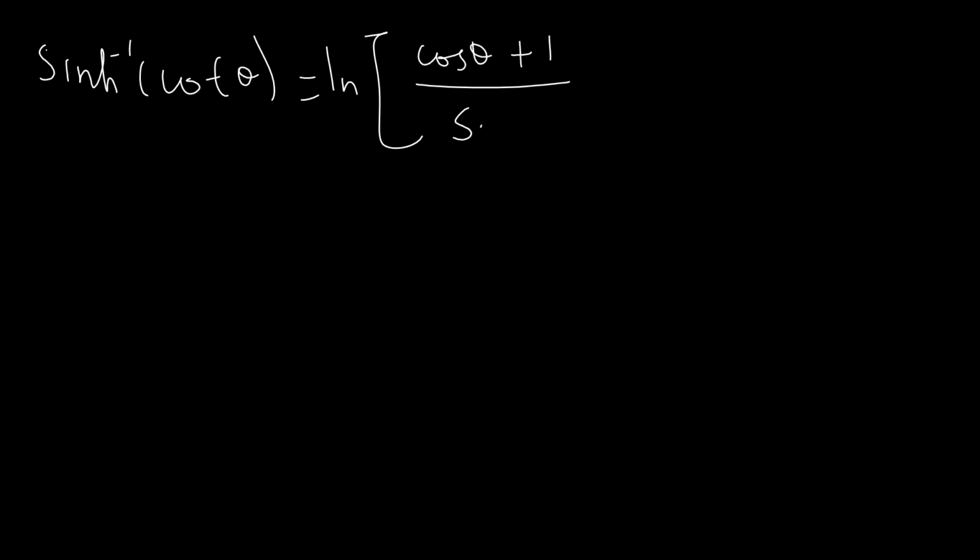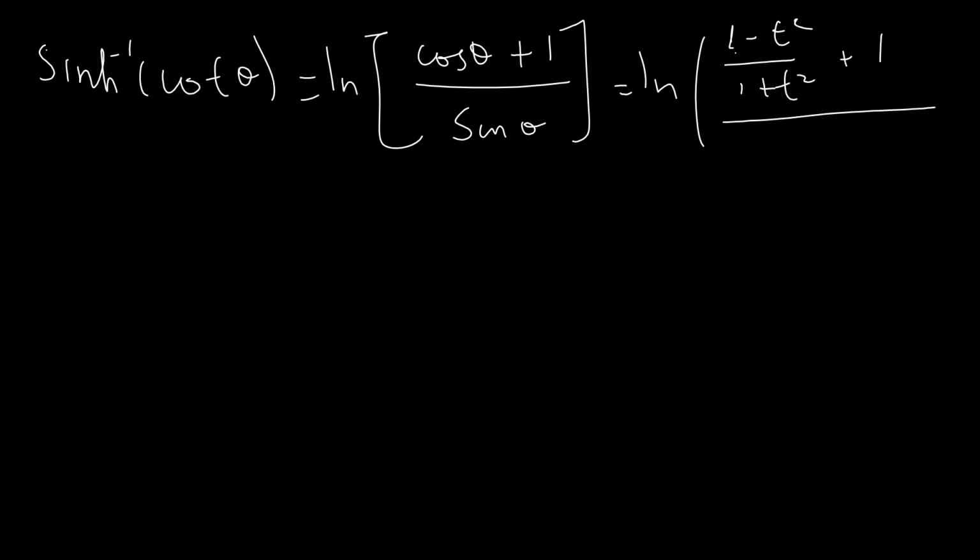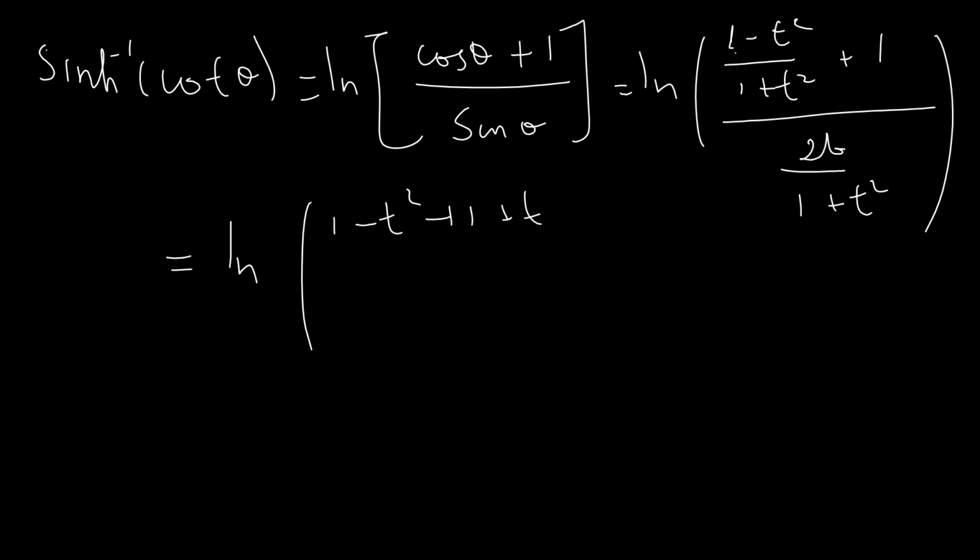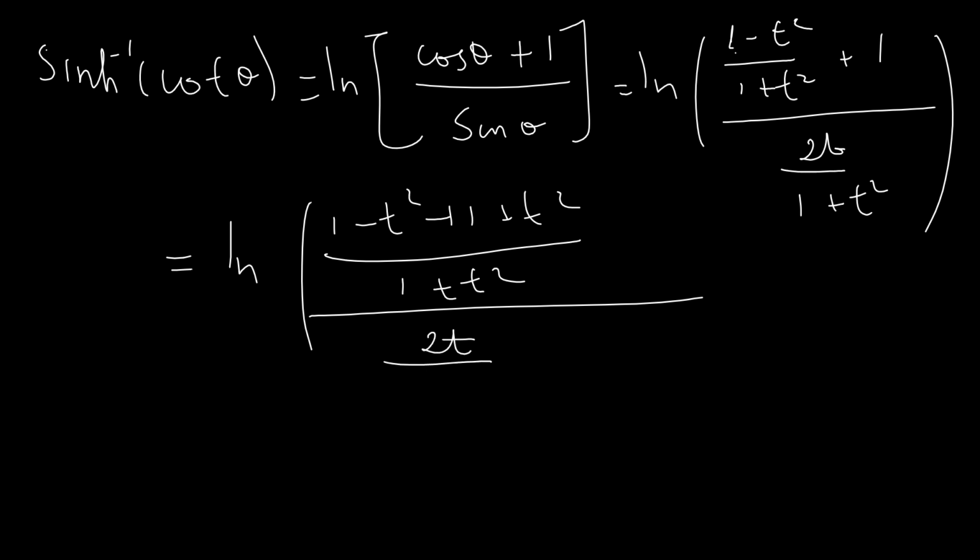So sinh inverse of cot theta, we have seen that it is the ln of cos theta plus 1 divided by sine theta. If we use the half angle identity, we are going to have the ln of cos theta plus 1. You are going to have 1 minus t squared over 1 plus t squared plus 1, all divided by 2t over 1 plus t squared, where t is tan theta on 2. I hope we know this. So this gives us a ln of 1 minus t squared plus 1 plus t squared, all divided by 1 plus t squared in the numerator. Then the denominator is 2t all divided by 1 plus t squared.